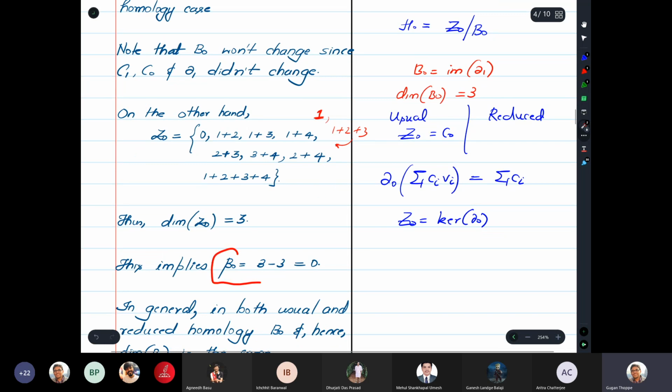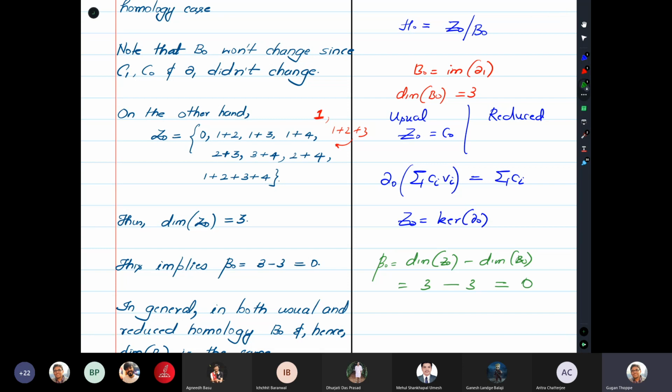And in this case, beta 0, again as we did before, is the dimension of Z0 minus the dimension of B0. In the reduced homology case, both of them turn out to be 3, hence the final answer is 0. Is this okay? Notice that we didn't explicitly write down what H0 is, what its elements are. We didn't write down the basis of H0, but nevertheless, we directly looked at Z0 and B0, looked at their dimensions, and used those to compute beta 0.